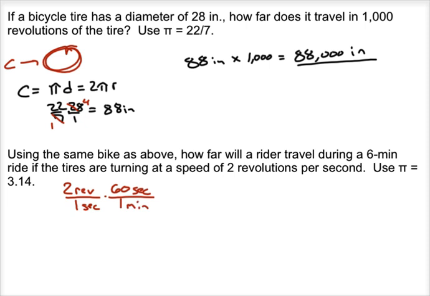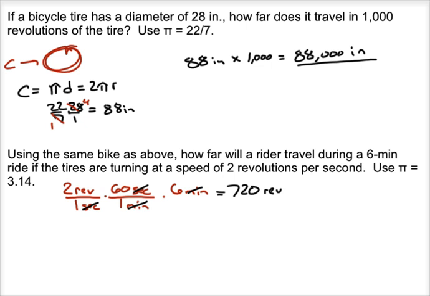And this person is going to be traveling for 6 minutes. If I start to go through here and reduce, my seconds cancel, my minutes cancel, and the only thing left is revolutions. So I can multiply: 2 times 60 is 120, and 120 times 6 is 720 revolutions.